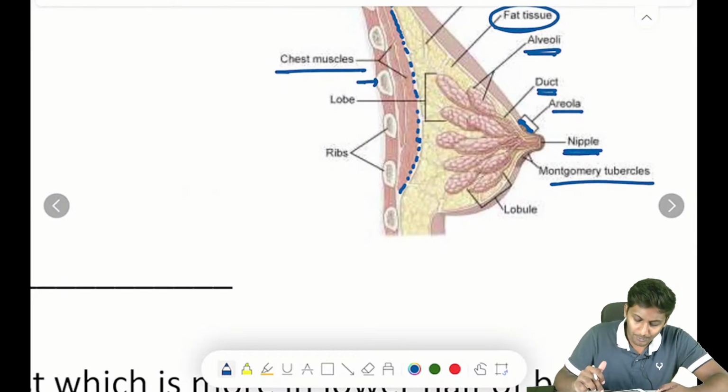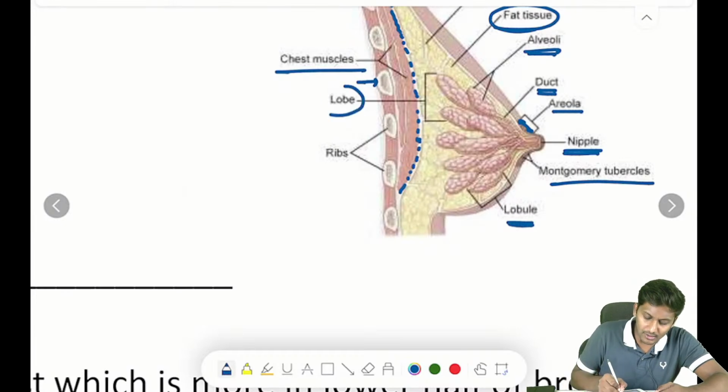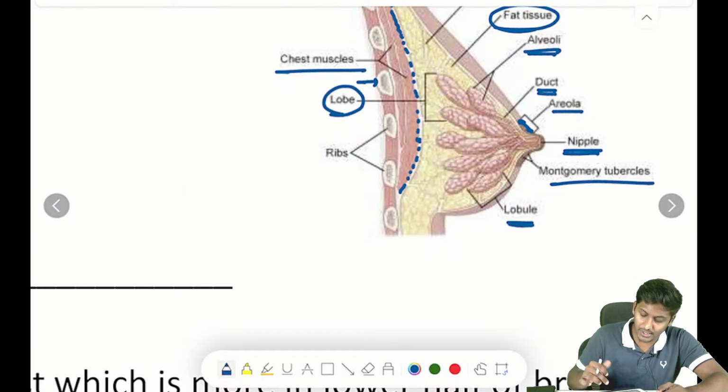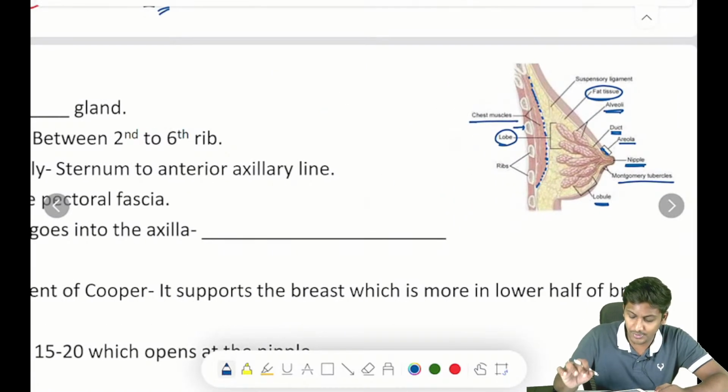Important is you have to remember that one alveolar sac along with the duct is known as the lobule, and multiple lobules together are known as the lobe. Okay? So you have to remember that one alveolar sac with a duct is known as a lobule, and many of them together are known as a lobe. So that's the basic funda that you have to be aware of.